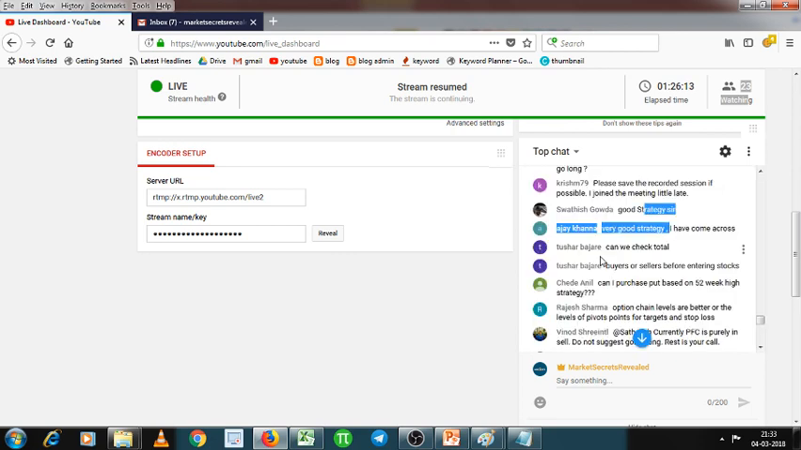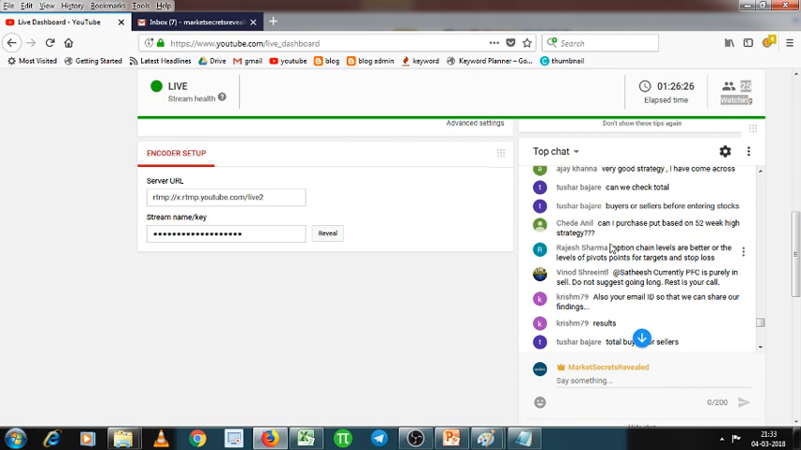So the next item is from Tushar. Yes, you have to check total buyers and sellers before entering the stock. That is your level 2 data reading. You can very well use it to filter down the stocks during the live market.